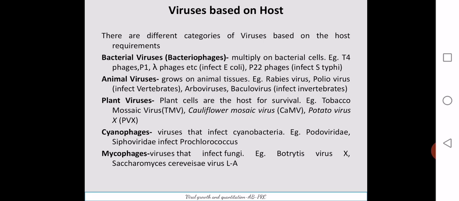There are animal viruses. Definitely they attack animal tissues. Okay, most of the human pathogens are animal viruses. We have various examples for that also. Then plant viruses. Most of these plant viruses cause plant diseases. We have various examples like tobacco mosaic virus, CaMV, potato virus. Various viral diseases are there. So they attack the plant cells.